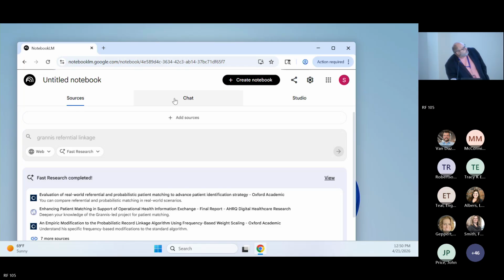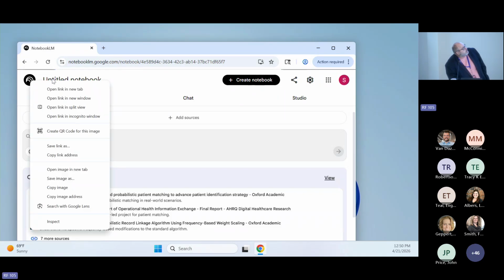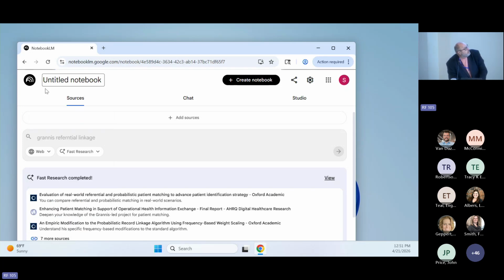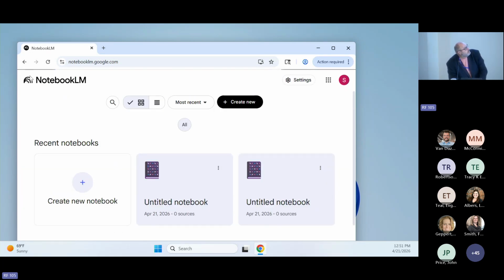content. Let me see if I can go back to other notebooks here. Can I get back to other notebooks here? Let me see if I. What time is it? Here we go.